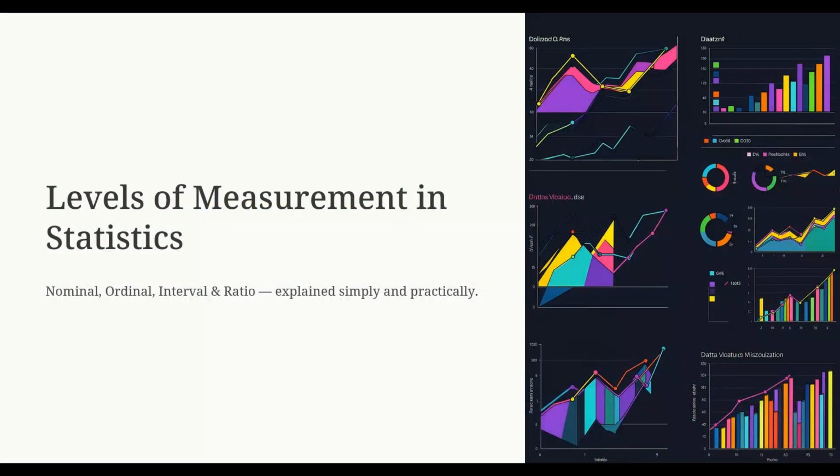So in the previous session, we learned that data can be classified as categorical or numerical. And we also explored the difference between discrete and continuous data. But knowing the type of data isn't enough. There is another important classification in statistics called the levels of measurement.